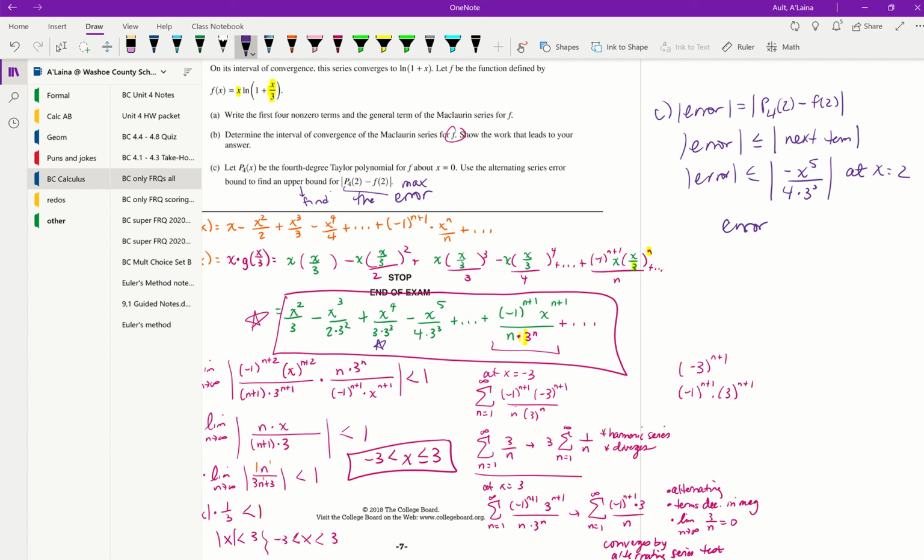So that error would be less than or equal to, and I'm going to do the absolute value here, right? So 2 to the 5th, which is 32, over 4 times 3 squared. Now I'm going to leave it like that. If you wanted to evaluate it, you could evaluate it if you wanted to.